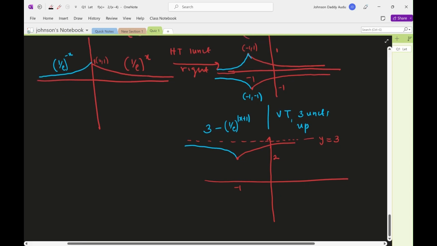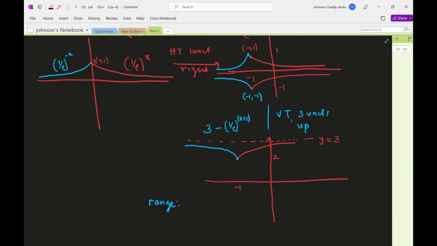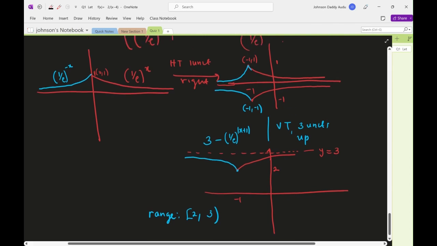And from here you can see what the range is. The range, remember, is the value of y, which starts from 2, closed. Then we go to the horizontal asymptote, which is 3. But it cannot be 3, so it's not touching it. So the 3 has to be open.